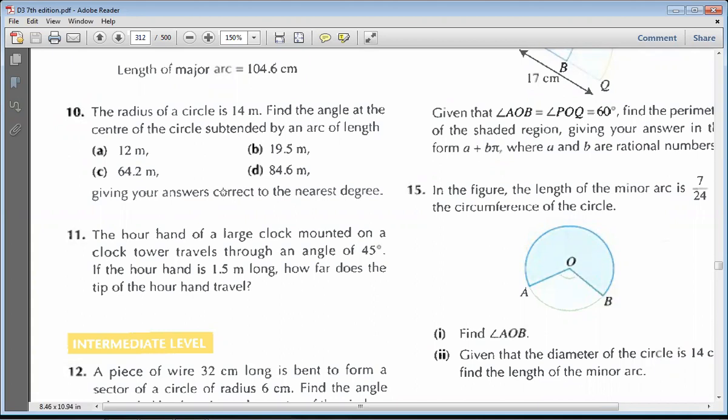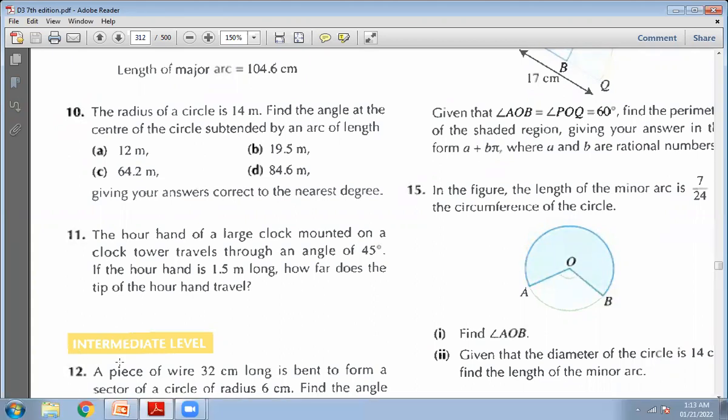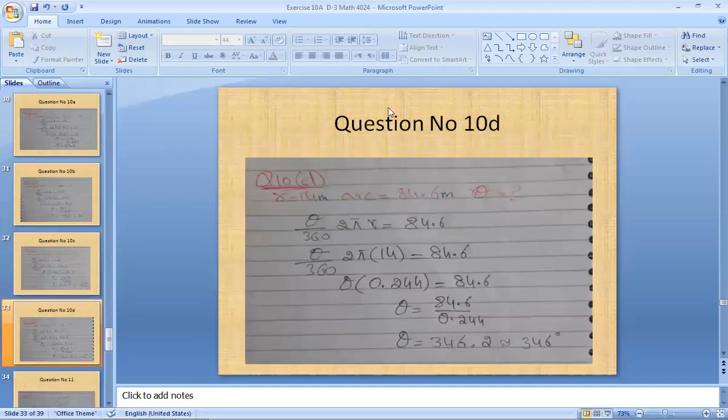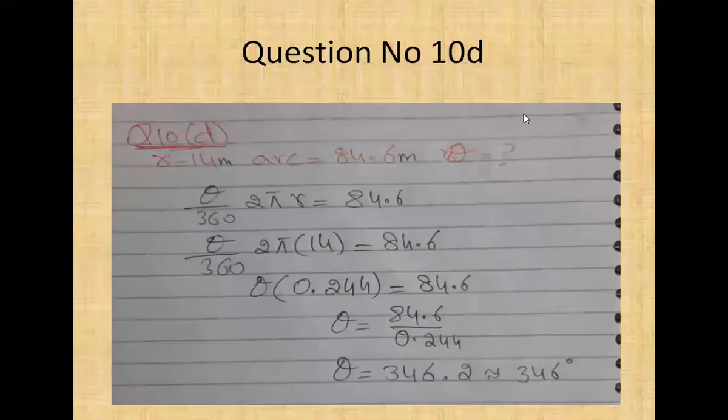So question number 10, its D part, 84.6. The radius is 14 meter, the arc length is 84.6 meter, and theta is the question. We know the formula for the arc length is theta divided by 360 multiply 2 multiply pi multiply r, and that will be 84.6. Theta divided by 360 multiply 2 multiply pi multiply 14, the radius is 14, equals 84.6.